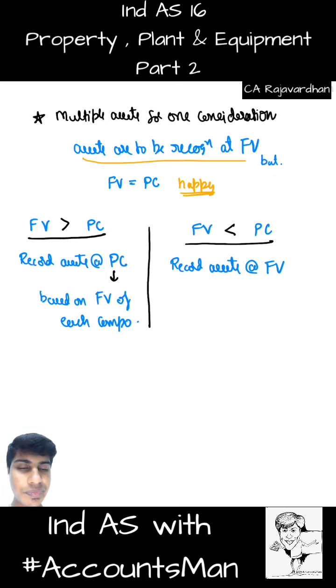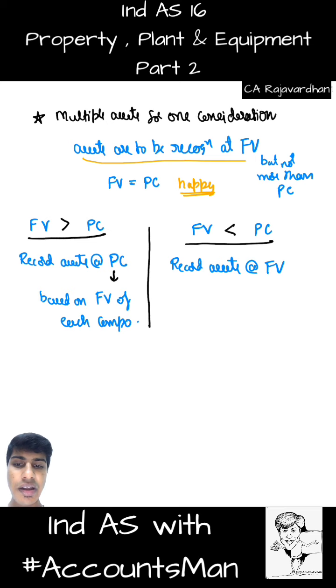You get that? So the entire concept is the assets need to be recorded at fair value, but not more than purchase consideration. If your fair value is greater than purchase consideration, then we'll record at purchase consideration only. So technically the answer is asset should be recorded at fair value or purchase consideration, whichever is less. This is an unspoken rule in the standard. If you want, you can make a note. So when multiple assets are purchased, they should be recorded at fair value or purchase consideration, whichever is less.